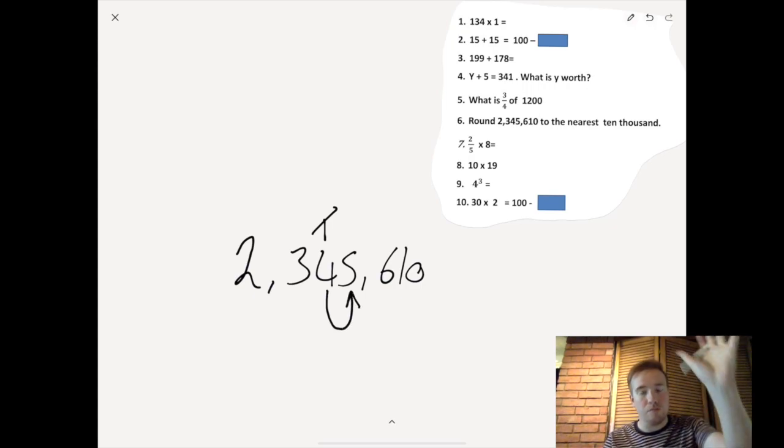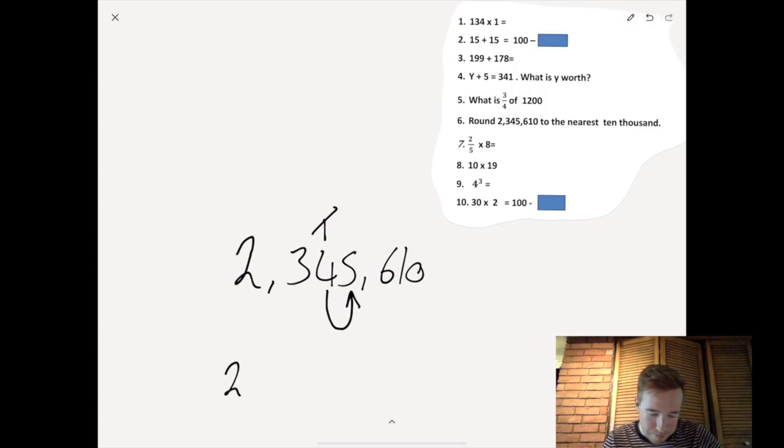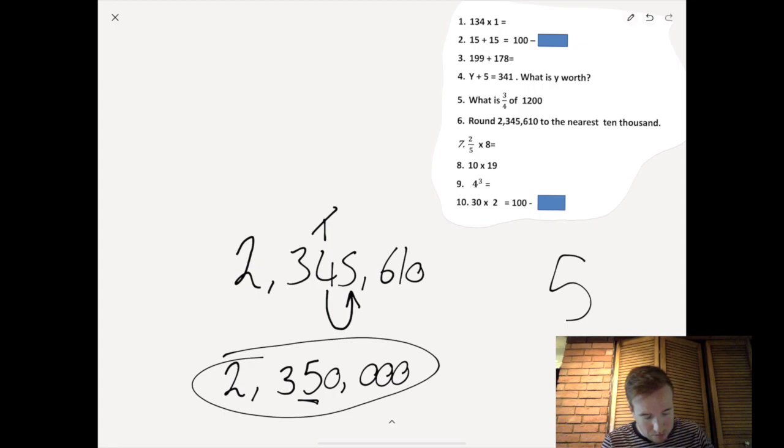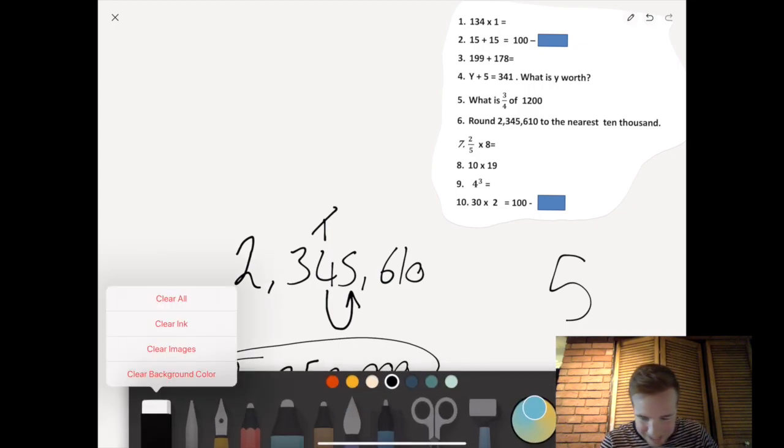It's a 5, so it's going to round up, which means that 4 changes into a 5, which means the answer is 2,350,000. Okay, it's no use just getting that 5 and putting it there, just going, well, that's the answer. You need the 2,350,000. You need everything I've written there for it to be correct. Okay, apart from the underlining, I suppose.